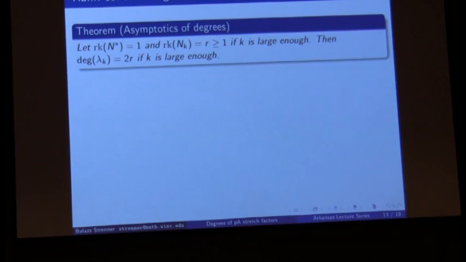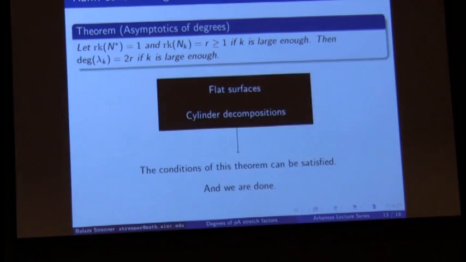So geometrically, in order to get a degree 2r stretch factor, all I have to do is find a pair of multicurves such that their intersection matrix has rank r in some sense. And it turns out, using some arguments using flat surfaces and their cylinder decompositions, that the conditions of this theorem can be satisfied, and we are done.